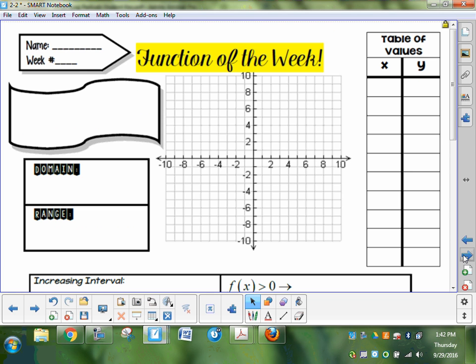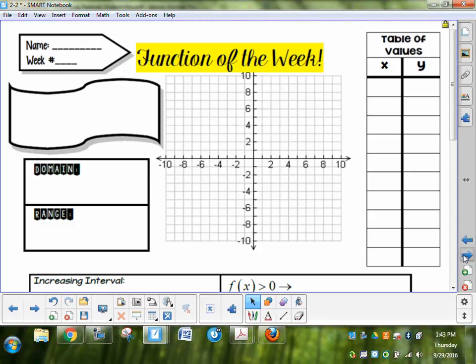Have out your homeworks, please. Actually, let's do this first. Go to your function of the week sheet. I'm sorry. Then we'll do homework after. We didn't do one last class, is that right? Okay. So, for today, this is week number 2.